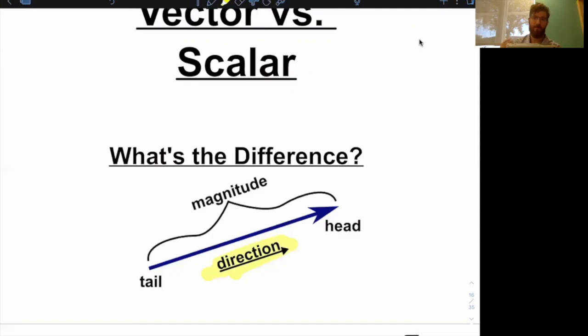When we are drawing vectors on a graph, we draw them in the form of an arrow. Because they have direction, we show which way they are going. So we have the tail of a vector and the head of a vector, all right? This shows us the direction that it's going. The length of the arrow is proportional to the magnitude.